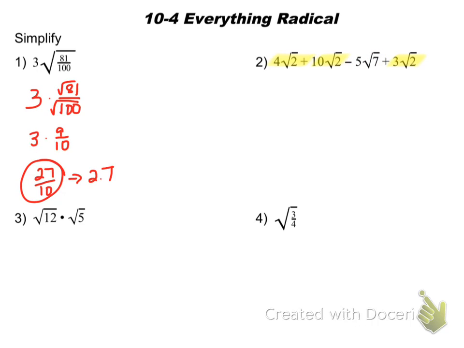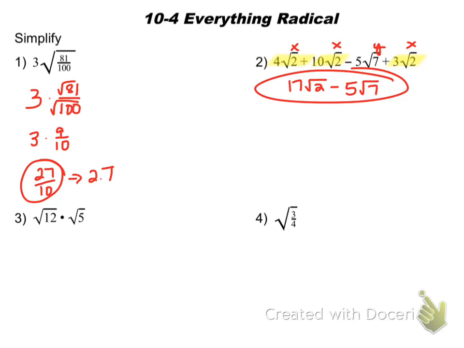So what we'll do is, just like if these were x's, like x, x, and x, and let's say that this was a y, then you would end up with 17x, or 17 square root of 2, minus 5y, or 5 square root of 7. And this is as simplified as it gets. So if you had to find, say, the perimeter of something and it has some radicals with it, this is how you would simplify that.